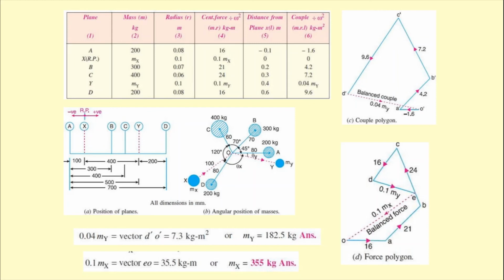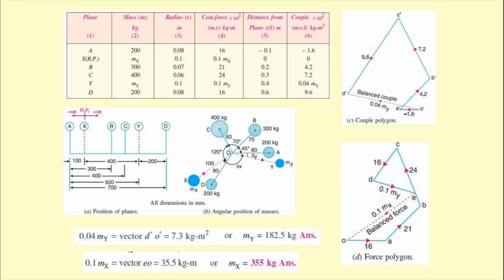So we are going to draw the couple polygon as per the data that we are getting from the sixth column. Over here, important thing to note is that minus 1.6 is the first value. So starting from 0, it will not go in the right hand direction, but in the left hand direction. So from O dash to A dash, it will be minus 1.6 kg meter square. Using a suitable scale, we have to construct the couple polygon as per figure C.